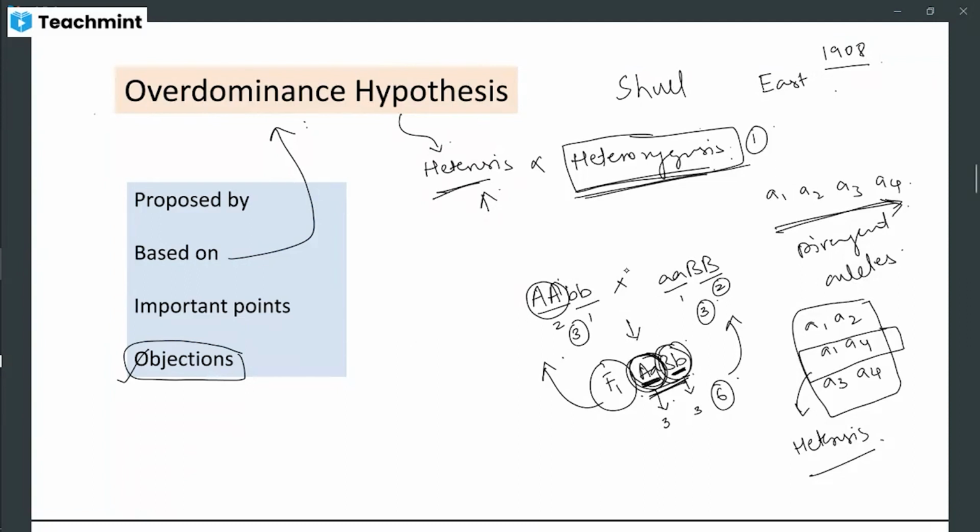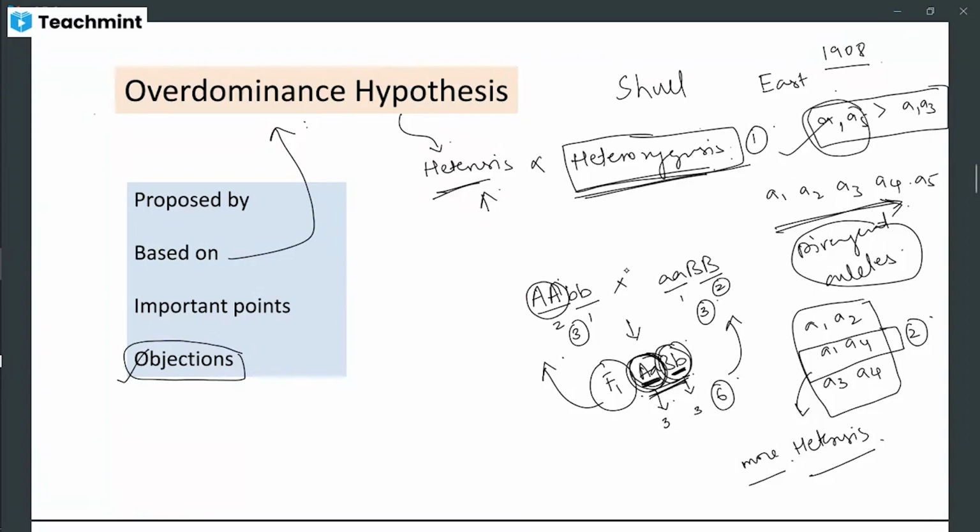This is point number one, important. And second is that the more divergent the alleles, the more heterosis. So if A5 is there, A1, A5 will be more heterotic when compared to A1, A3, right? So if the divergence increases, the heterosis gradually increases. So this is about your overdominance hypothesis.